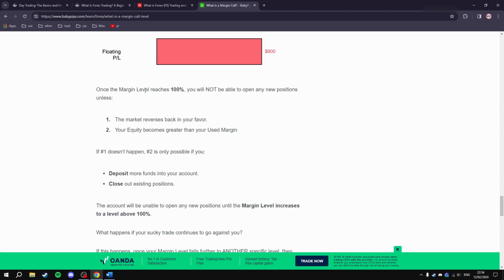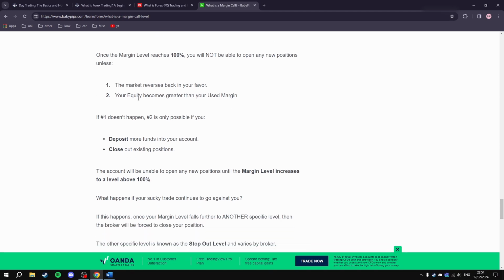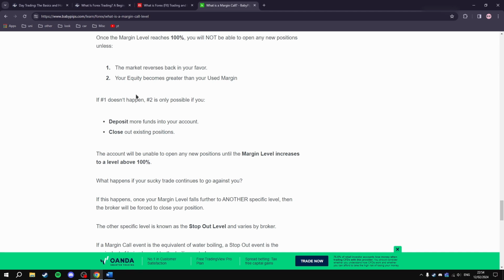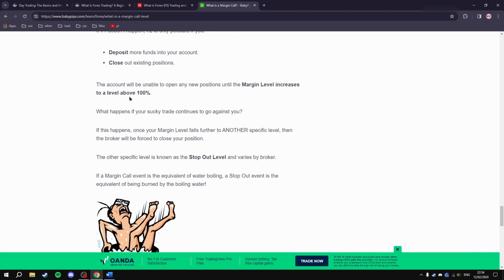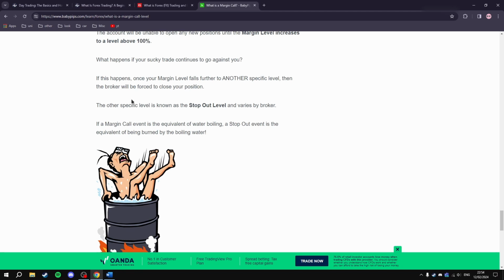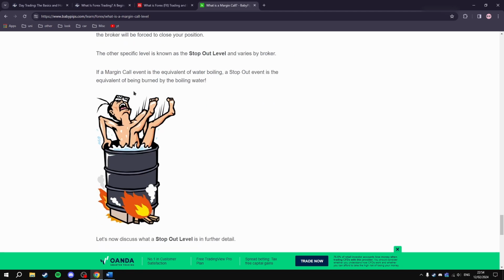If number 1 doesn't happen, number 2 is only possible if you deposit more funds into your account, or close out existing positions. The account will be unable to open any new positions until the margin level increases to a level above 100%. What happens if your sucky trade continues to go against you? Once your margin level falls further to another specific level, the broker will be forced to close your position. The other specific level is known as a stop-out level and varies by broker. If a margin call event is equivalent to water boiling, a stop-out event is equivalent of being burned by the boiling water.